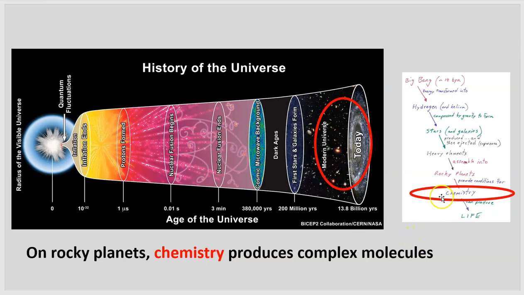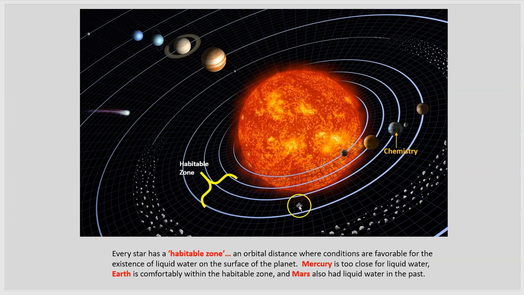So now, in our next transition, we're ready to consider what can happen on these rocky planets. And what can happen is chemistry. Chemistry can produce complex molecules from simpler molecules. Now, that chemistry is facilitated by having some kind of liquid on the surface of the planet. And astronomers define a planet that has liquid water on its surface as being in the habitable zone. So the habitable zone would be the orbital distance in which the energy from the star is such that the planet can have liquid water on its surface.